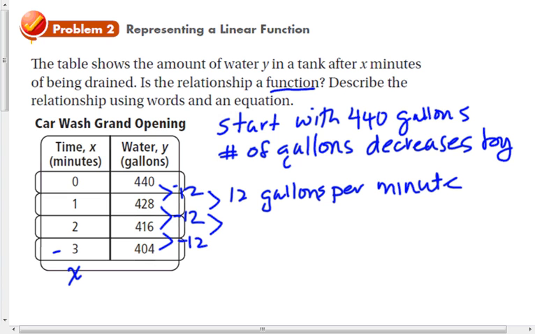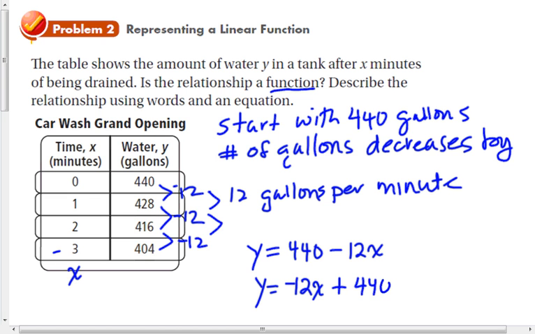So there's a couple ways we could write it. We could just do 440 minus 12 times x, or we could do negative 12 times x first, and that would be a negative number, and add 440 to that. Either of those would work. All right, you try that.